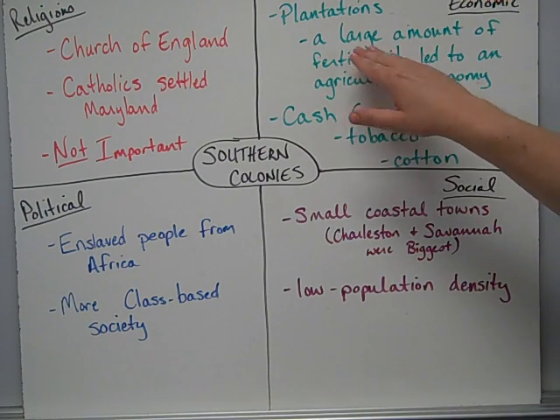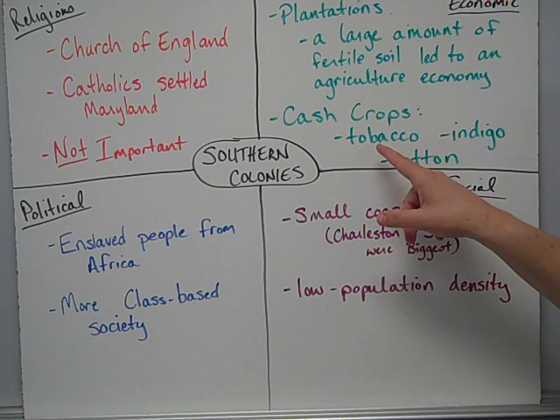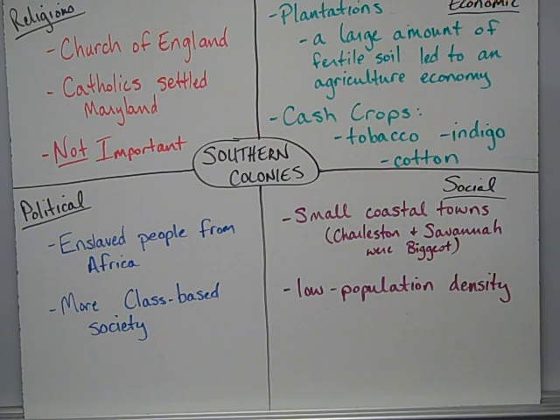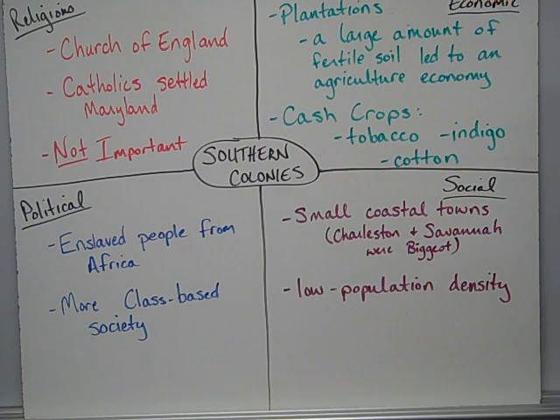And all that is a large amount of fertile soil that led to an agricultural economy in the southern colonies. And they had several cash crops. Tobacco, indigo, and cotton became very high cash crops. Able to make millions of dollars actually on those cash crops. The political landscape looked like this.